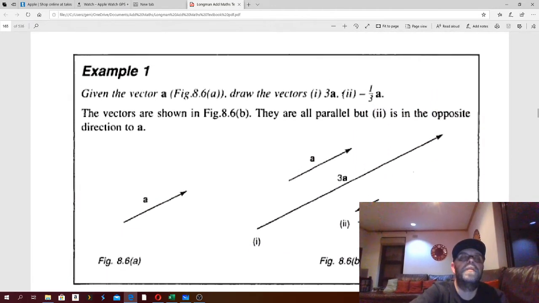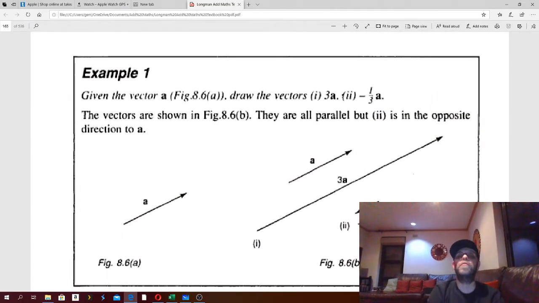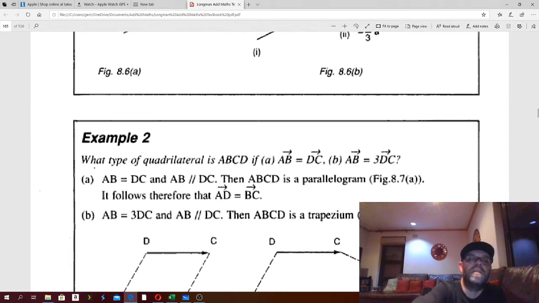So in example 1, they say that if we're given a vector A, draw the vector 3A and draw the vector minus a third A. So there's the vector A on the left-hand side. 3A would simply be a vector 3 times as long. You can see they drew it there. Minus a third A would be a vector that's 1/3 the length of A, but goes in the opposite direction. And you can see the arrows pointing on the opposite side. That's not too difficult, I don't think.